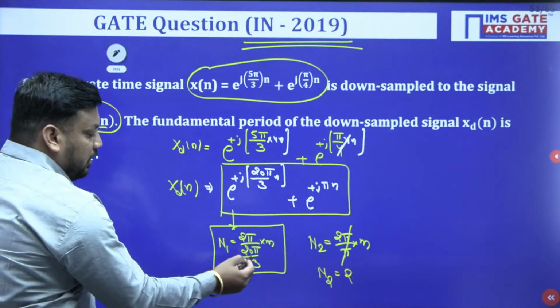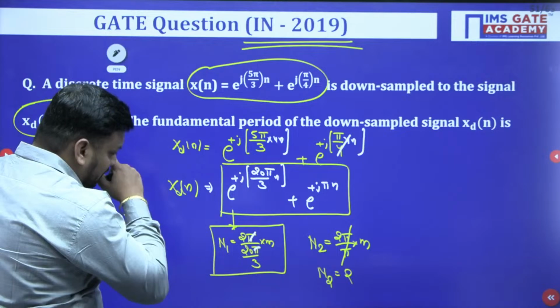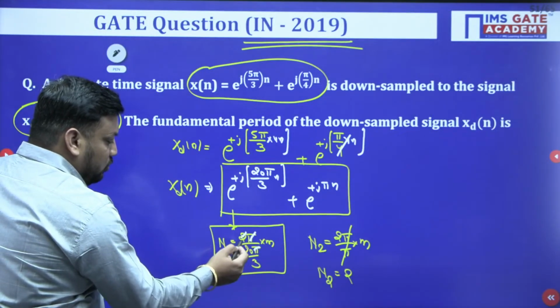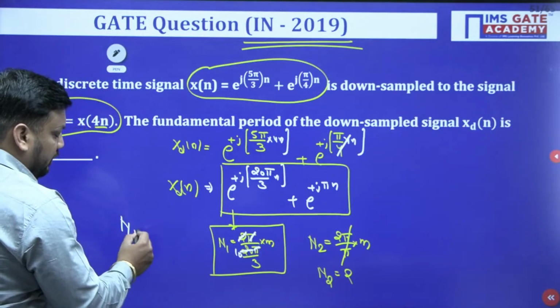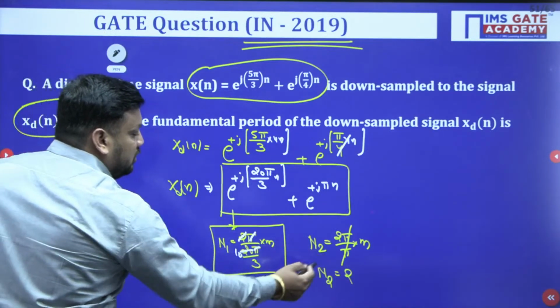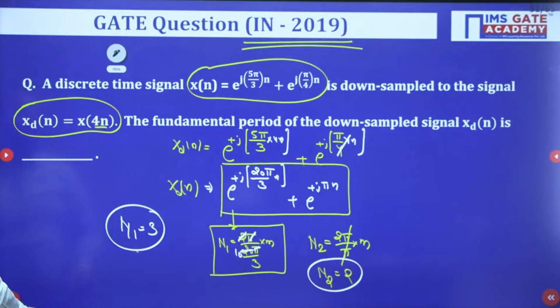And here what is the value, guys? Pi gets cancelled out. The 2 and 2 also cancel out, so you will ultimately get 3. So the n1 value is nothing but 3 and the n2 value is nothing but 2. Whatever the m, we are not bothered about that.